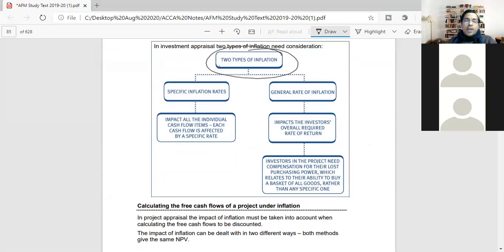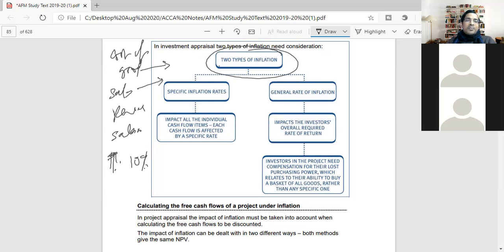For the purpose of project, there are two types of inflation that we use. One, generally, the question will make it easy. It will give a general rate of inflation, which means cost of goods, sales, revenue, salary, everything is going up by 10%. That is general. But sometimes you have a difficult question. It will say cost of goods was up by 10%, but the sales was up by 5%, and salary was up by 15%.